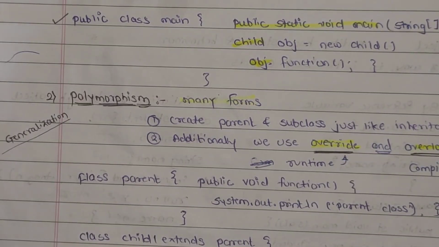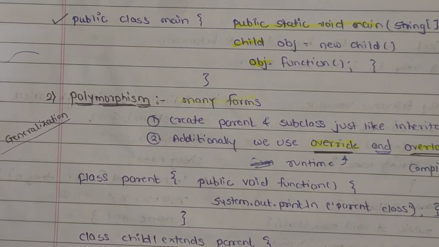When we create a parent and a subclass like a child, just like inheritance, additionally we have to add override and overload methods. What is overload? Overload is when methods have the same name but different signatures or parameters. Suppose we have a print method with parameter int a, and another print method with parameters int a, int b. The parameters are different but the method names are the same. That is method overloading.